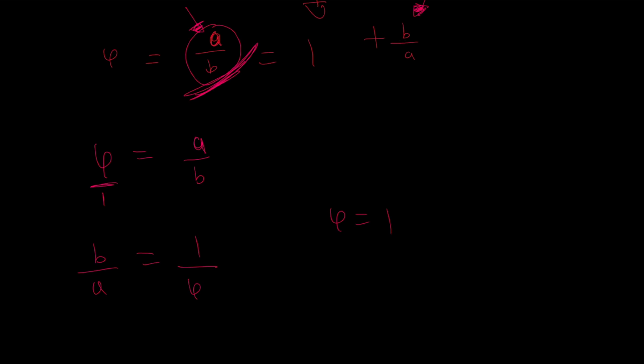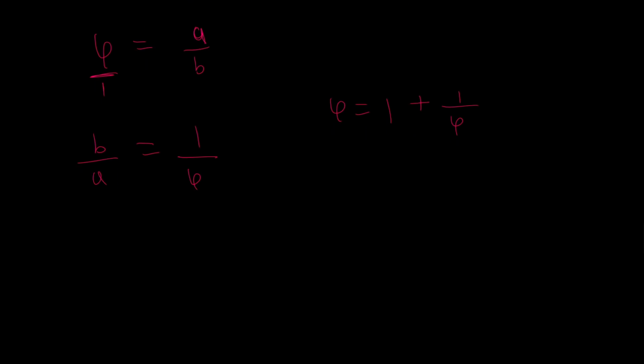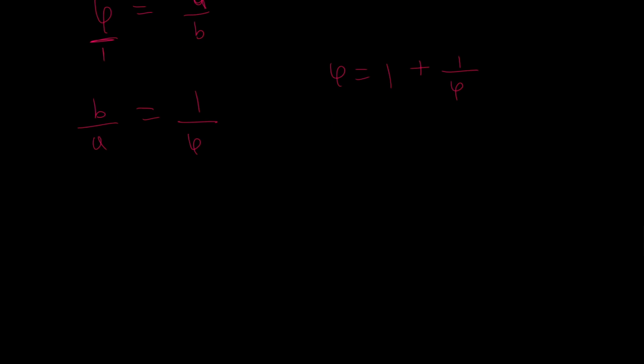So phi equals 1 plus 1 over phi. And now we have everything in terms of phi or number constants. I just want to do one more thing, and that is to multiply everything by phi. That way we'll get rid of this fraction.